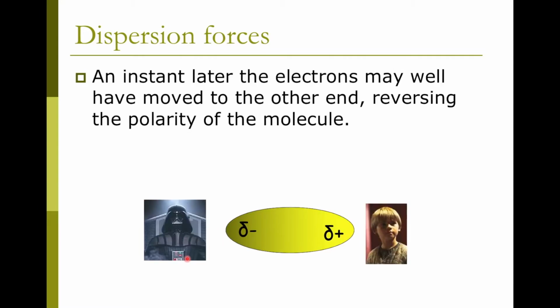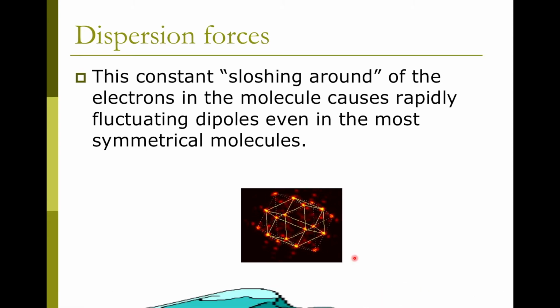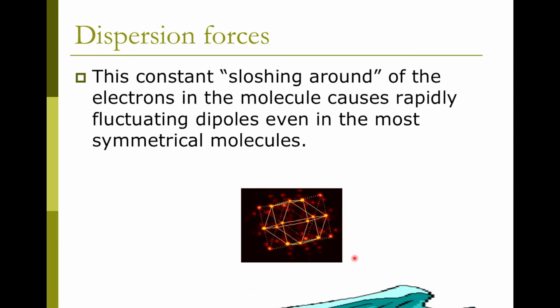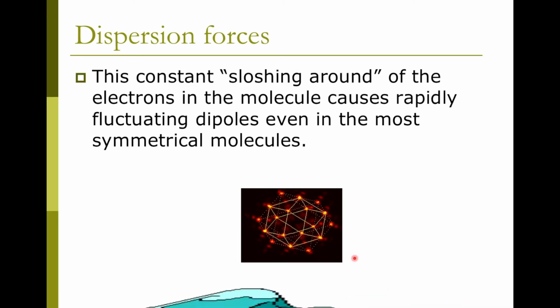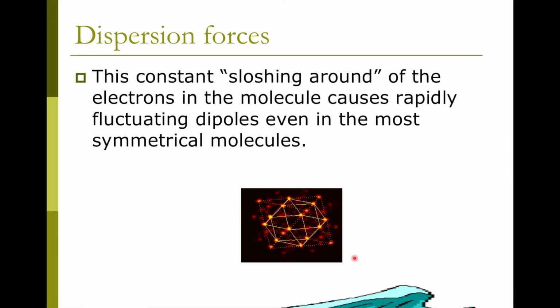Now, an instant later, it will switch back. So this one is now gone to the dark side, and then this one has now switched, okay? So you see that going from here to here, even though they're both Anakin, one of them is gone to the dark side, one of them is not quite yet on the dark side, okay? So this constant sloshing around of the electrons in the molecule causes rapidly fluctuating dipoles, okay? Even in a symmetrical molecule.